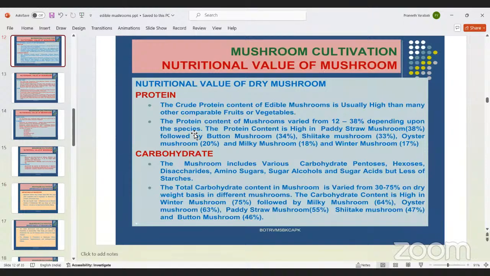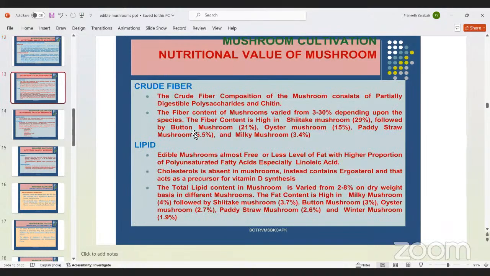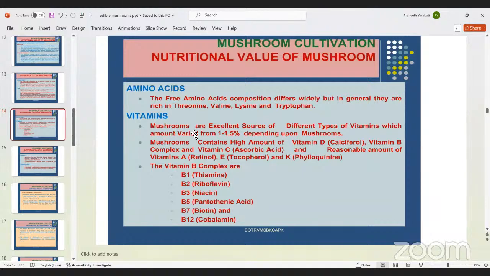The protein content is 12 to 38%. Carbohydrates are 30 to 75%, crude fibers 3 to 30%, and lipids 2 to 8%, along with some amino acids like threonine, valine, lysine, and tryptophan.